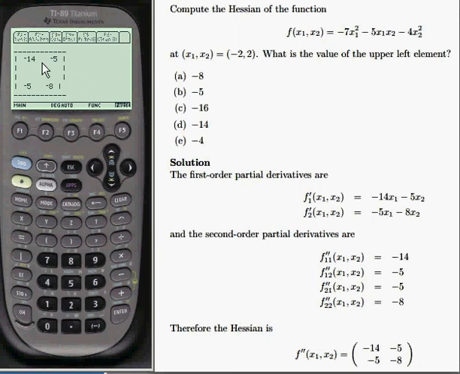So here's the matrix, minus 14, minus 5, minus 5, minus 8. Well, lo and behold, here it is down here, minus 14, minus 5, minus 5, minus 8. Well, you got an A in that problem.